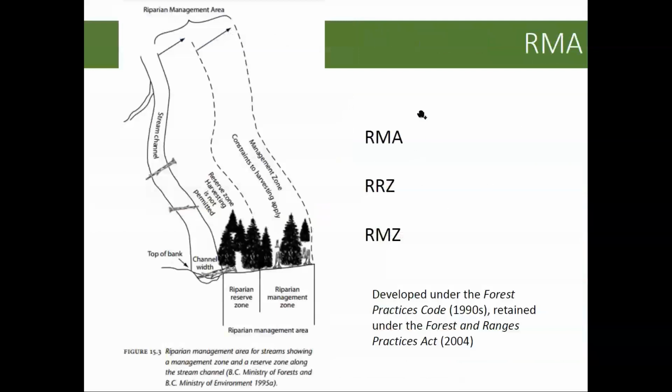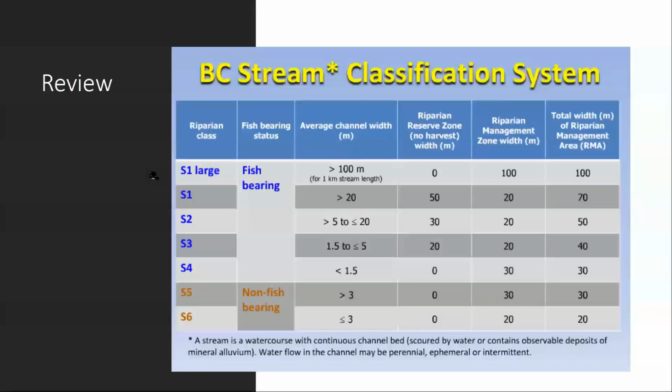And so we reviewed this. Under what used to be the Forest Practices Code, and now is under the Forest and Range Practices Act since 2004, we have this framework that we're working within, where we have riparian management areas that have reserve zones, which are areas where no harvesting is permitted, and riparian management zones. The width of each of these, or the combined width under the RMA, is going to depend on the stream class. I think that's the next slide.